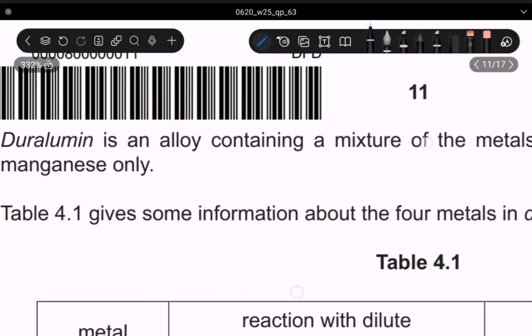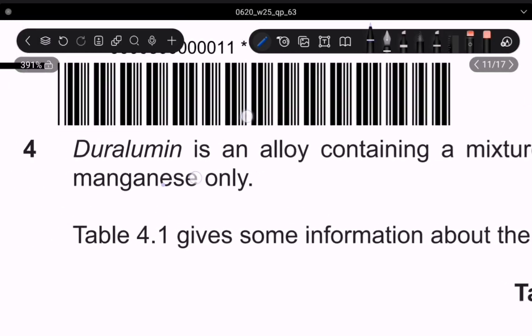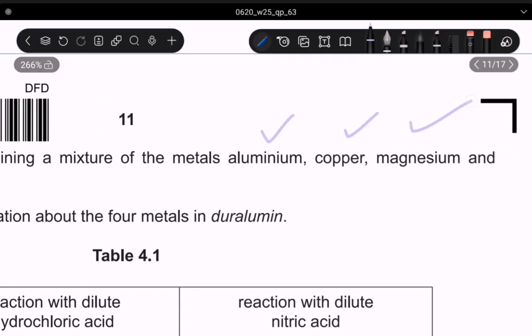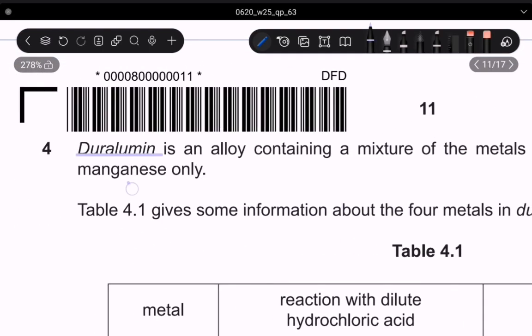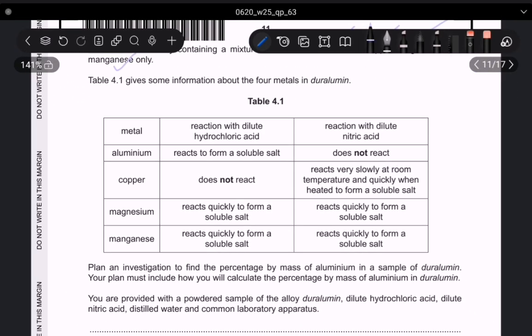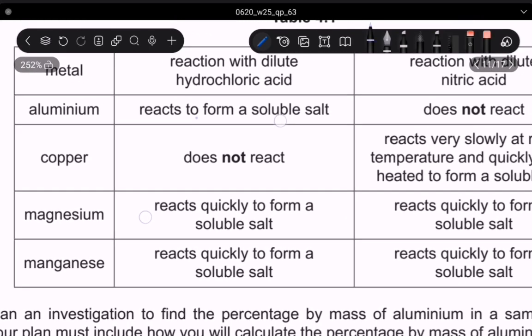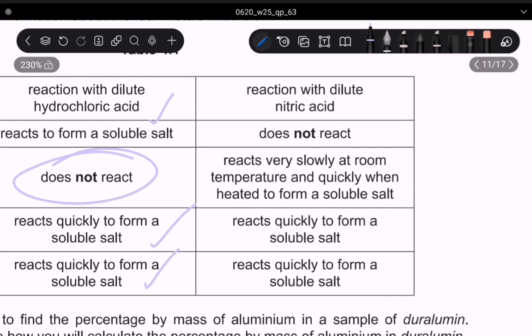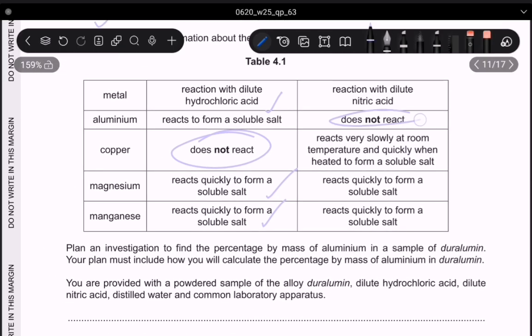Alright. Okay, so the next part, duralumin is an alloy. Duralumin is an alloy containing a mixture of aluminium, copper, magnesium, and manganese only. It contains these four things. We have a table about these four metals in the duralumin. Now, when we have a reaction with HCl, aluminium will react, copper does not react, magnesium reacts to form a soluble salt, and manganese quickly reacts to form a soluble salt. And for dilute nitric acid, only aluminium does not react, whereas everything else does react.